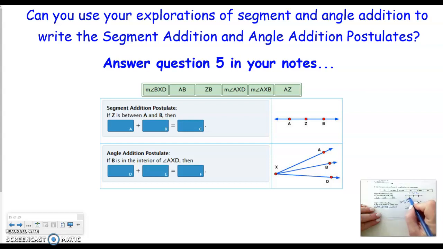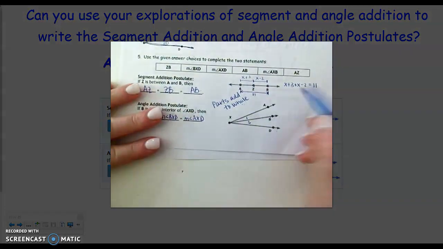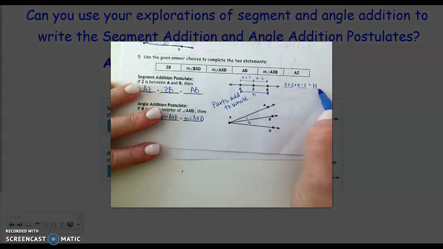And then you may be told that from A to B is 11 units, and you might be asked to solve for x. And so using the segment addition postulate, remember the parts add up to be the whole. To start off, you would set up the equation, the parts, which are x plus 3 and x minus 2, add, so I'm going to put a plus between there, to equal the whole, which is 11. So this is the way that your equation would look. X plus 3 plus x minus 2 equals 11.